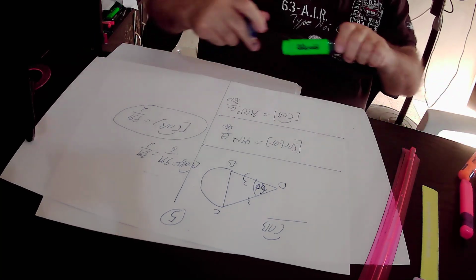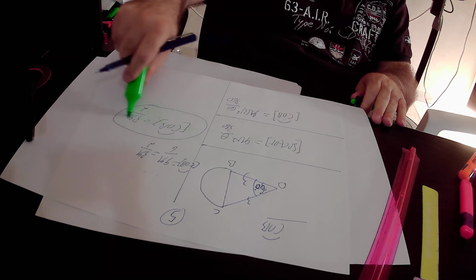Now we can find the area of the green shape. I'll repeat again.